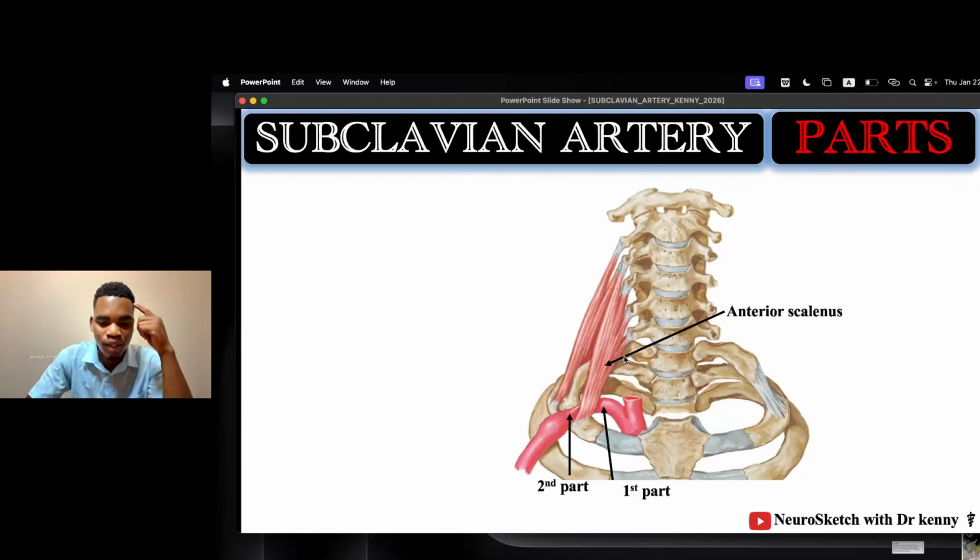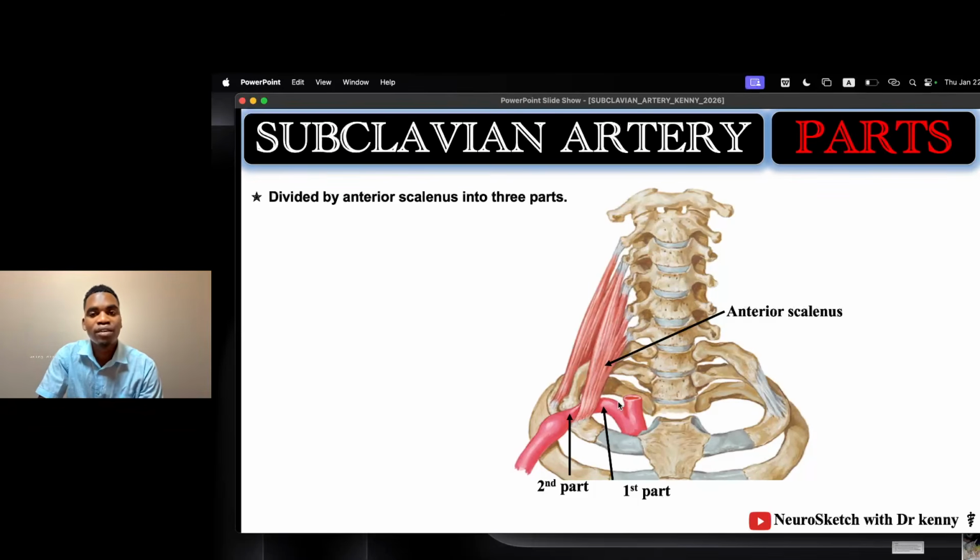All right. So the anterior scalenus muscle will divide the subclavian artery into three parts. Remember, we have already seen the axillary artery being divided by a muscle. That muscle was pectoralis minor, right? But today we'll see the subclavian artery being divided by the anterior scalenus into three parts: the first part, second part, and the third part.